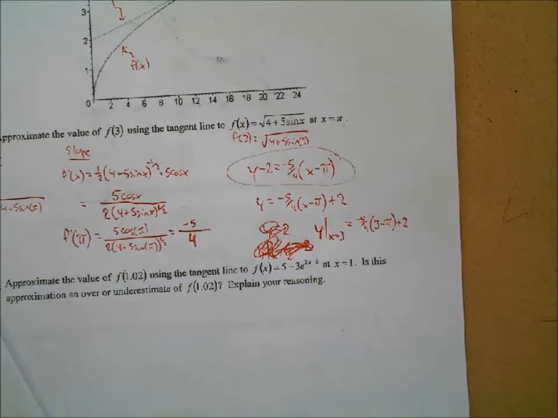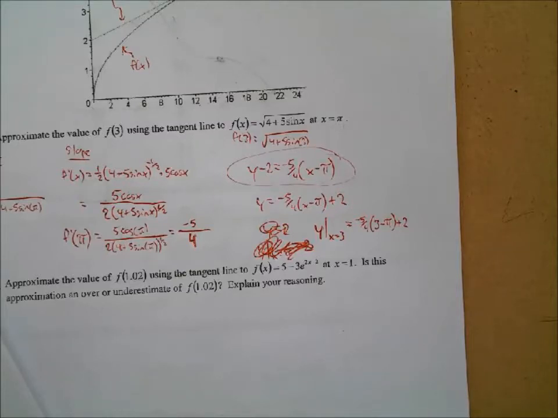Yes, Sean? So just to make sure I understand this correctly, if we take the point that we had, the pi, and we plug it into the derivative, that's going to give us the slope at that point. Slope at that point, exactly right. Just like we've always done.